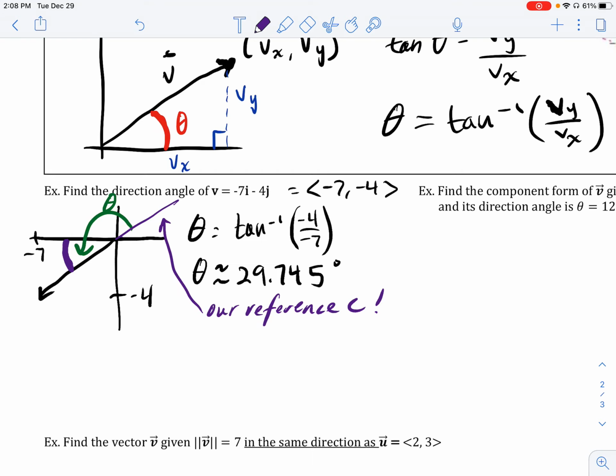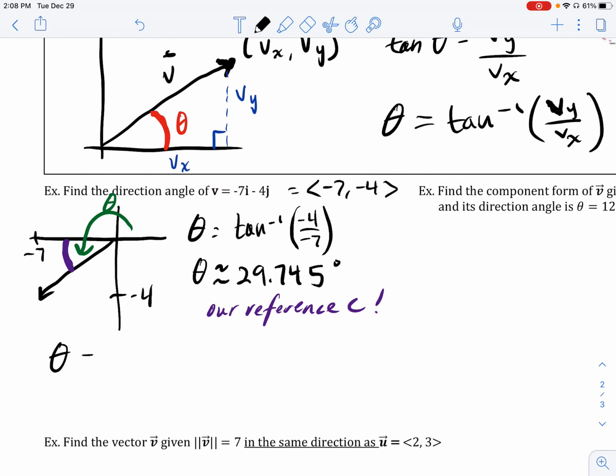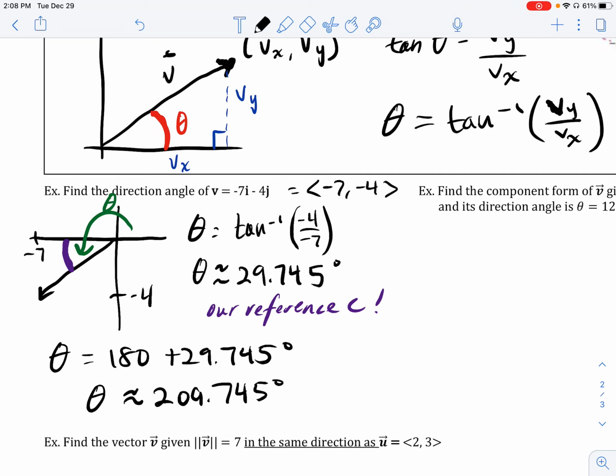So with that said, how can we actually use all this information? We'll say, all right, theta then has to simply be 180 plus this angle, which is theta approximately 209.745. Okay?